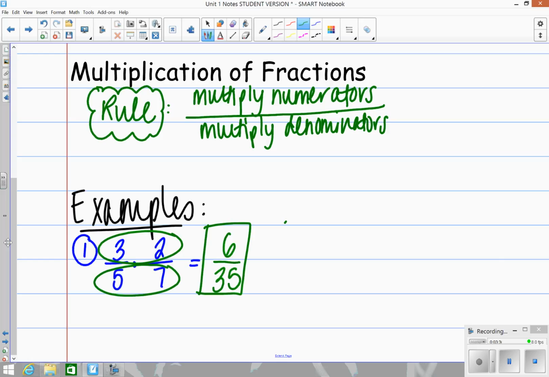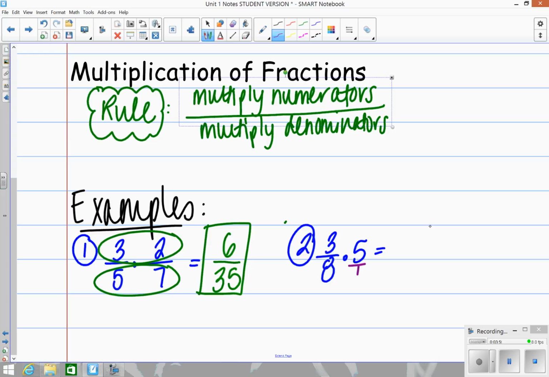So let's look at just a couple more. A second example here: if we have 3/8 times 5, now we have a fraction times a whole number. If you remember, any whole number can always be put over 1, because 5 divided by 1 is still going to be 5. So that's why we put it over 1.